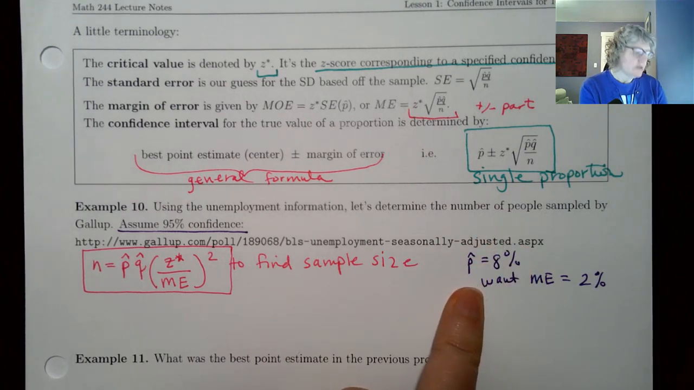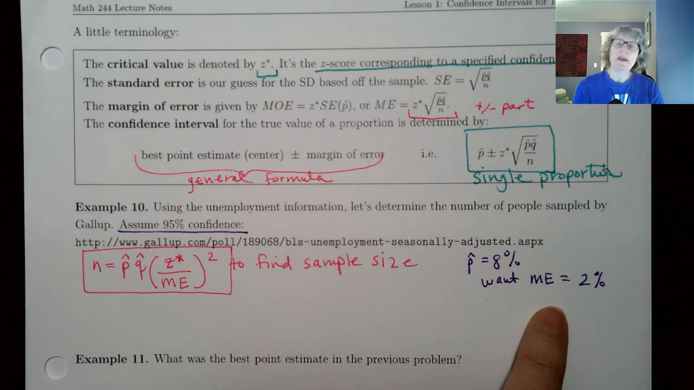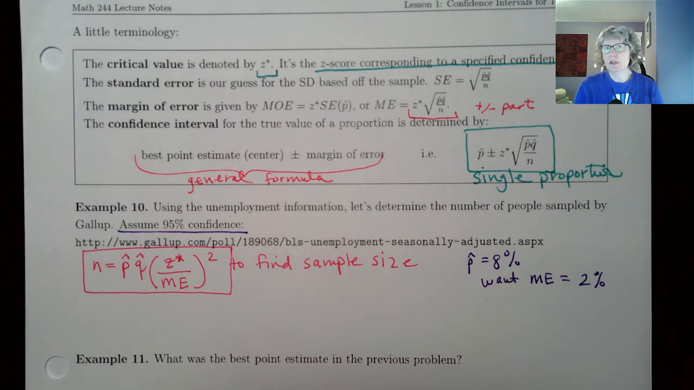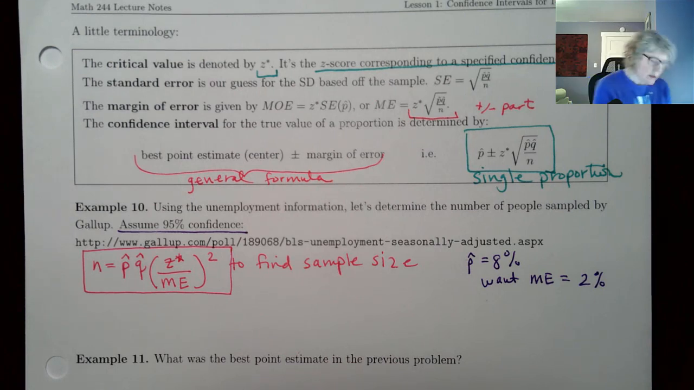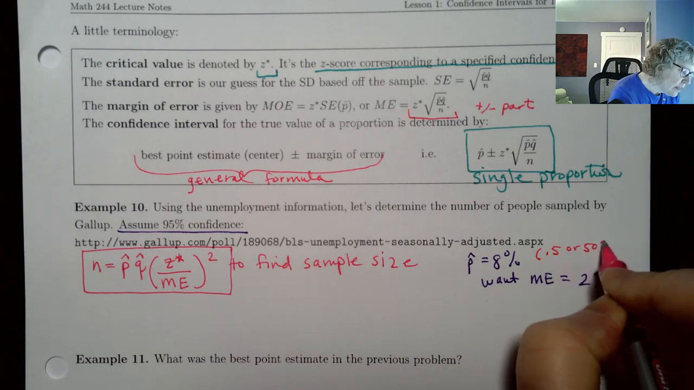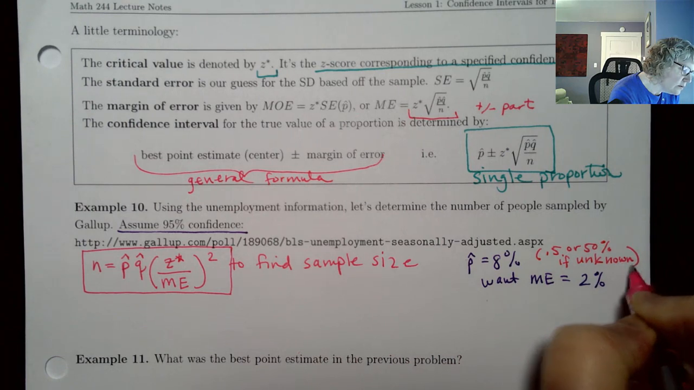It'll give you a certain p hat, like out of a survey, 8% said this. And it's usually we're going off a past estimate because we want to determine, if we want a certain margin of error, how many people do we need to have in our survey? Okay, so we're doing this calculation up front. We do need some kind of value to go off of, or sometimes they'll tell you to use 0.5 if you don't know. So I would say use 0.5 or 50% if unknown.